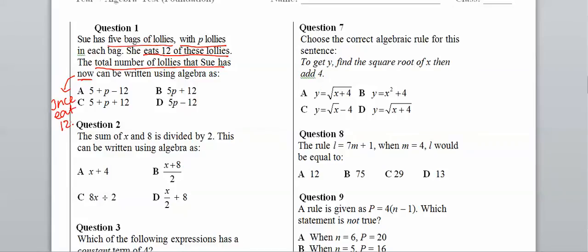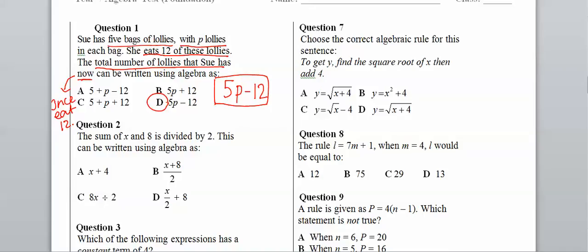Okay, so using algebra, if she's got 5 bags of lollies, each with P lollies, so one bag has P, and then she's got 5 of those bags, so we've got 5P, so 5 times P. Okay, next she eats 12 of those lollies, so that means minus 12. So this is the rule for the total number of lollies that she has after she's eaten. So the answer is D.